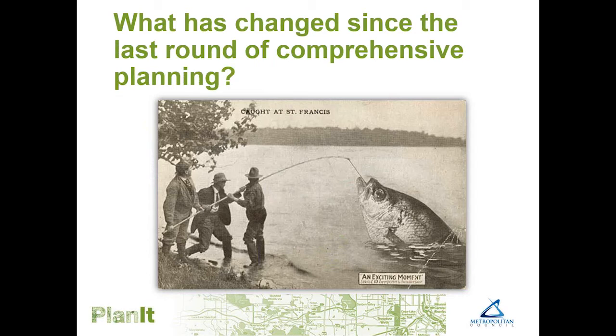A few changes to required plan elements have occurred since the last round of comprehensive planning due to the 2015 update of the 8410 rules. For example, an analysis of financial impact to implement the local plan is no longer required. The local water plan needs to be included in its entirety as a chapter or appendix within the final comprehensive plan.